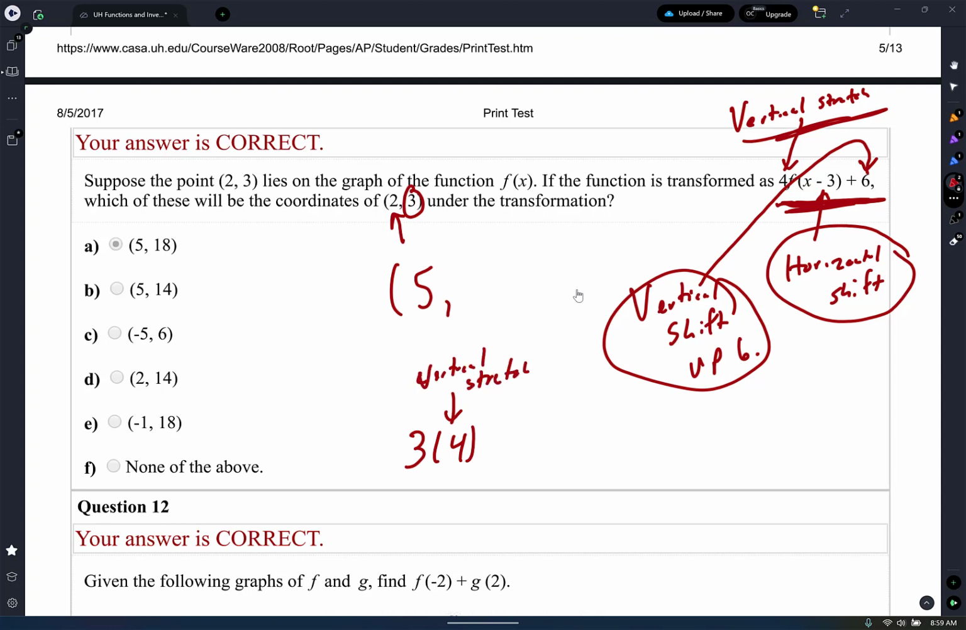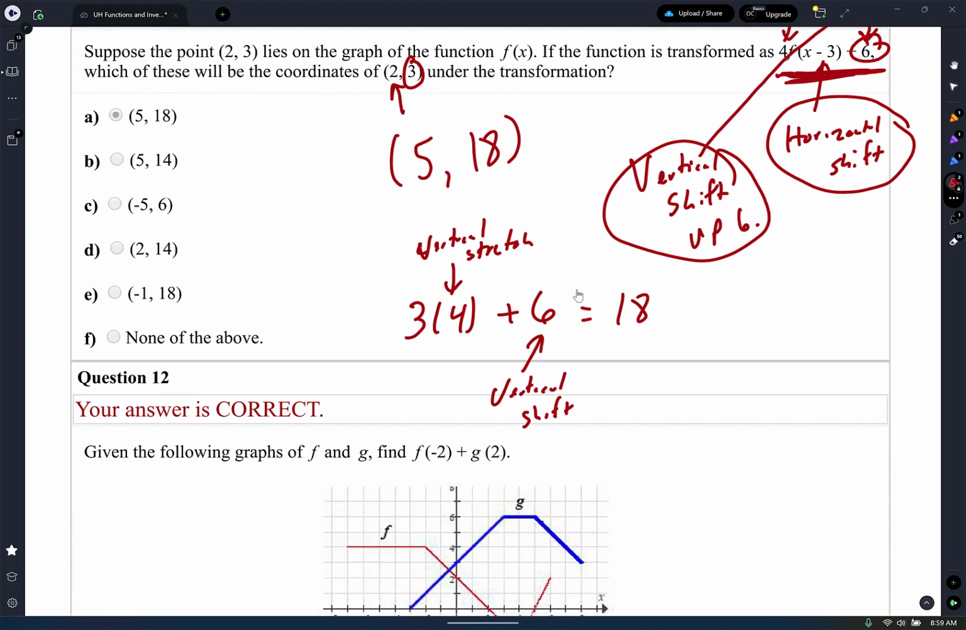And now once you do that, now you do the vertical shift. So vertical shift, so that means plus 6. And what is that? 18. So there it is. That's my new point, (5, 18). Does that make sense, guys? Okay. Let's go to the next one.